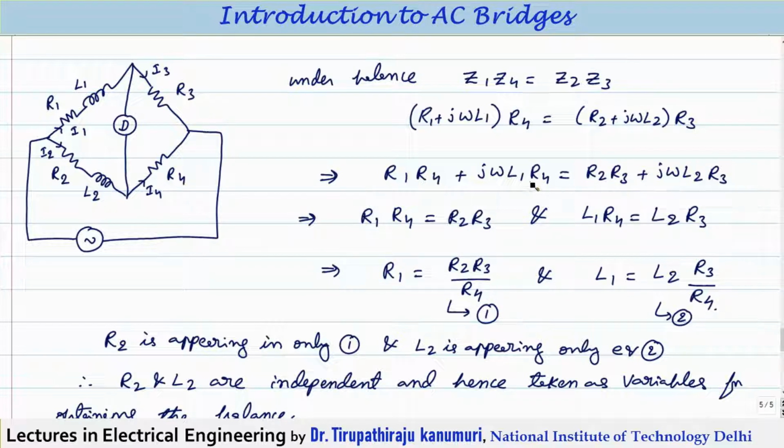Similarly, comparing the imaginary terms, I will get omega L1 R4, and omega is the same for both, so I have cancelled omega. L1 R4 is equal to L2 R3. From this I can write L1 is equal to L2 multiplied by R3 by R4. L1 is equal to L2 multiplied by R3 by R4.